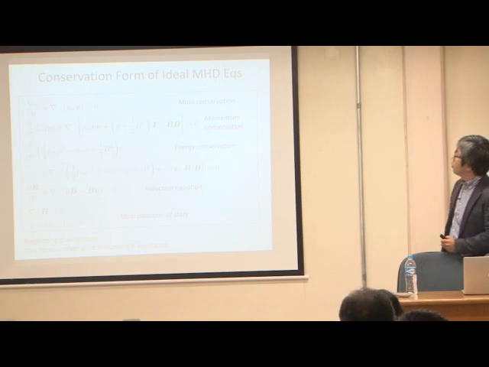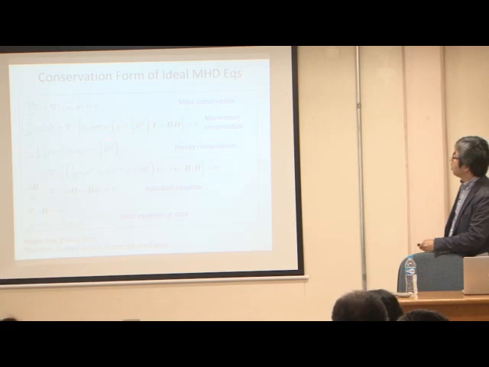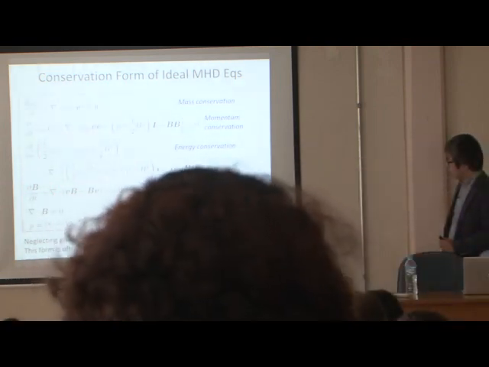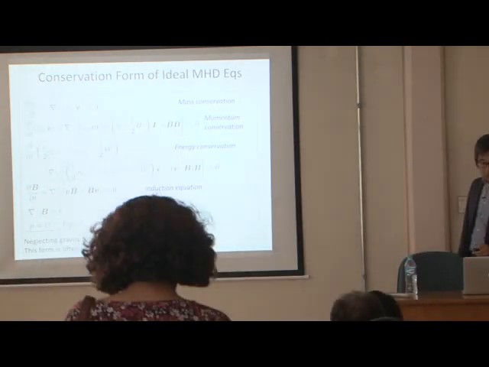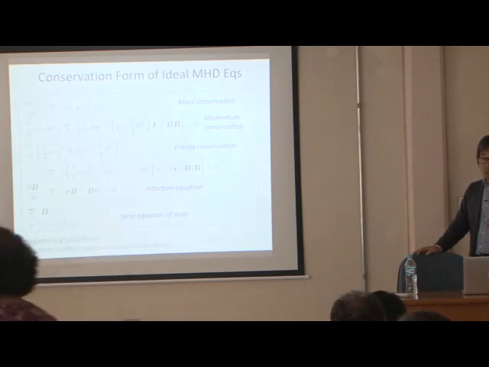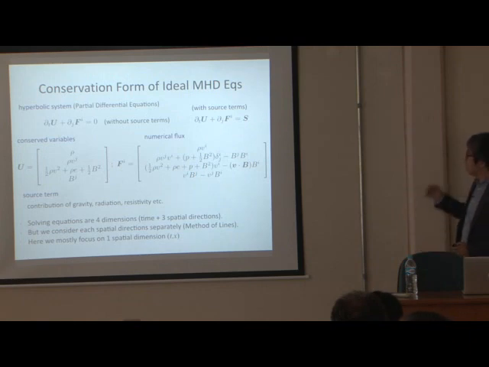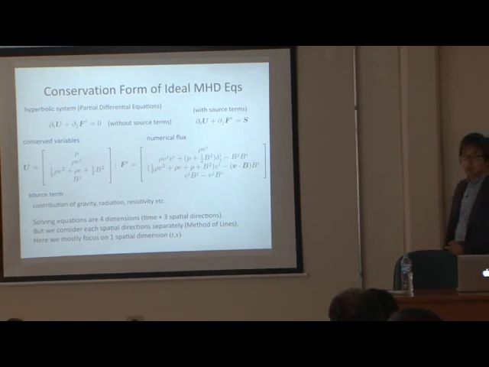So this is the recap of yesterday's talk. This is the conservation form of the ideal MHD equation. Again, this is the mass conservation, momentum conservation, energy conservation and induction equation, and this is closed using the equation of state. Here I can still neglect gravitation, so every source term is just 0. We rewrite this equation into a form that is mathematically easier to handle with numerical techniques. Here our equations are written as a hyperbolic system. So this is the partial differential equation.